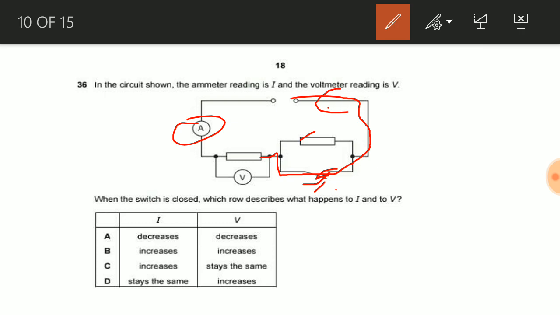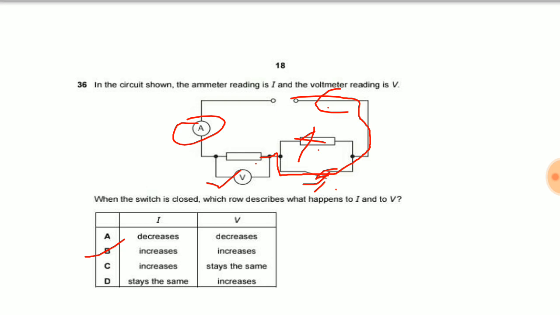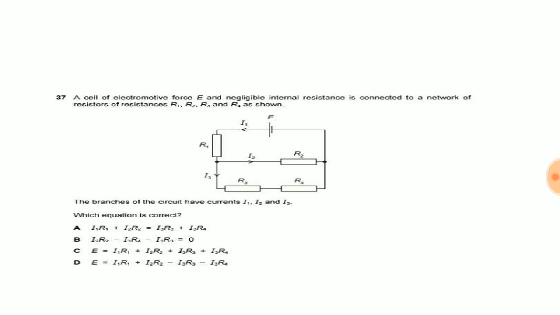Now potential drop is not there in this resistor. Because of that voltmeter reading also increases. All potential will be dropped here. Because of that our answer will be option choice B. Both reading of current and reading of voltage will increase in this circuit. Now let us see another question.